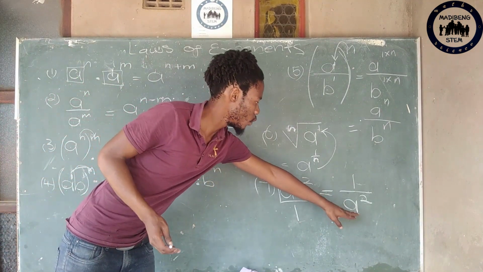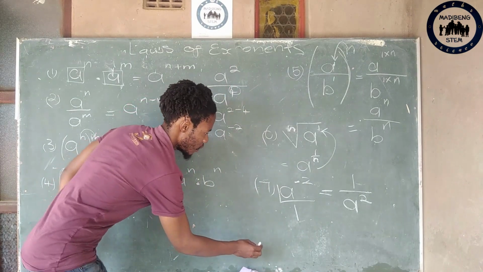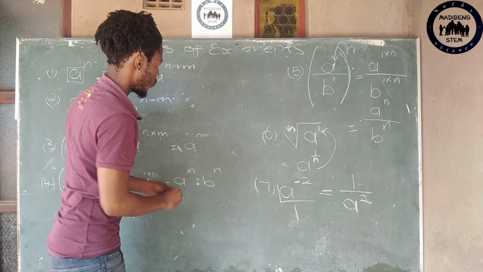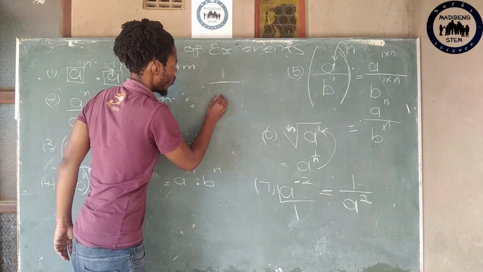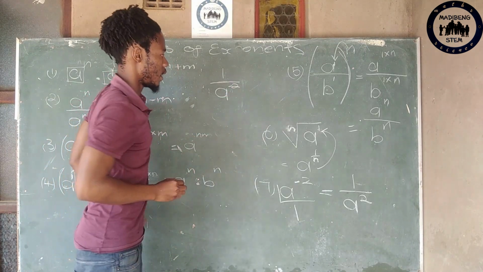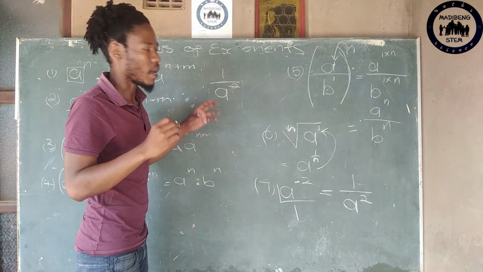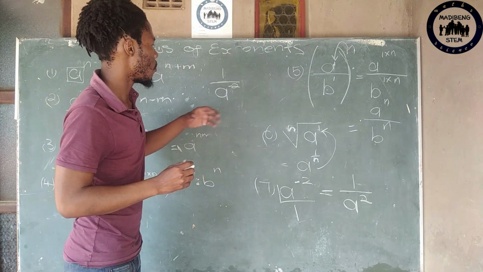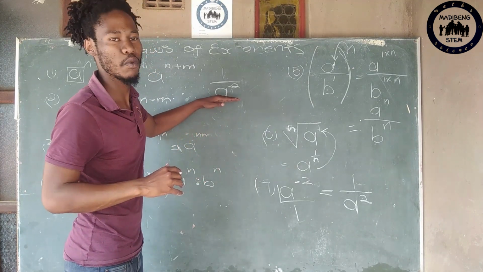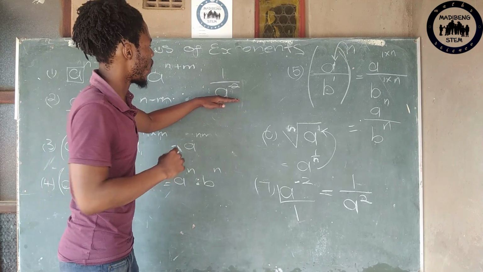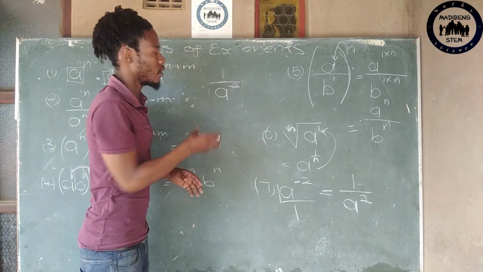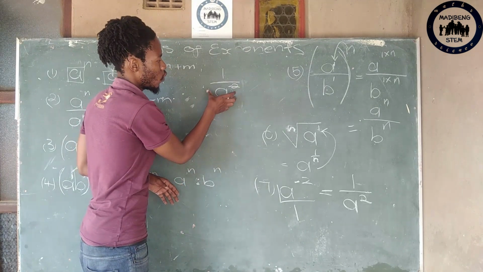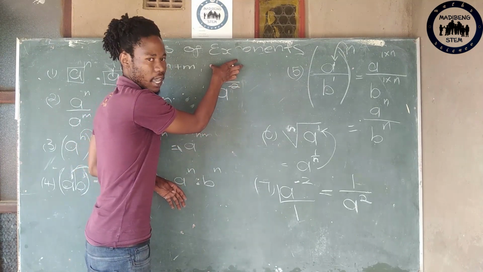Sometimes you will have a negative like this, sometimes it will be like this. You find out that your final answer is like this. So if it's like this, you must put it to be positive. You must leave your answer with a positive exponent. So you have to take this one and move it to the positive side. The positive side is the numerator side in this case.